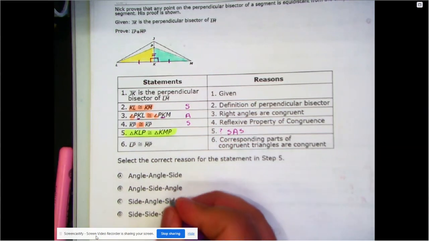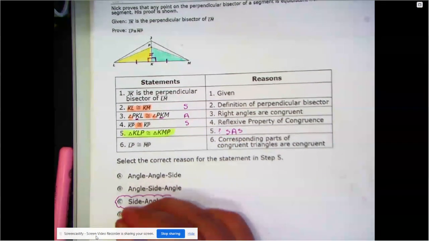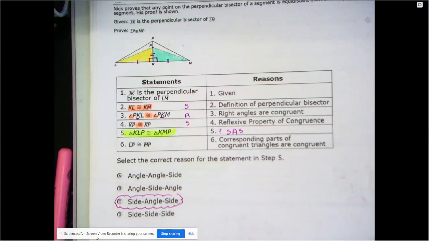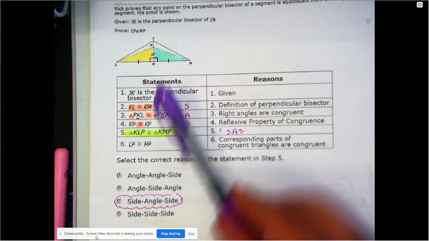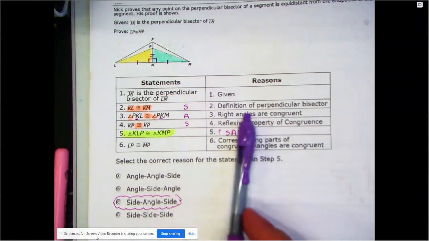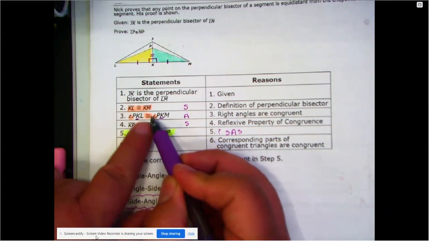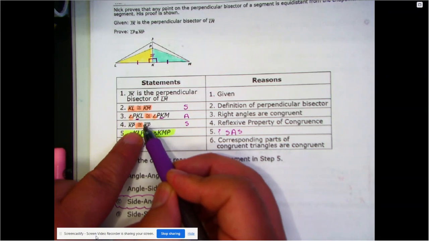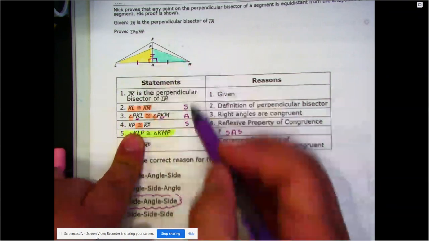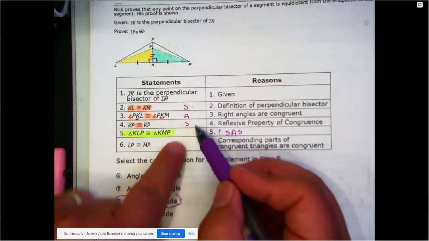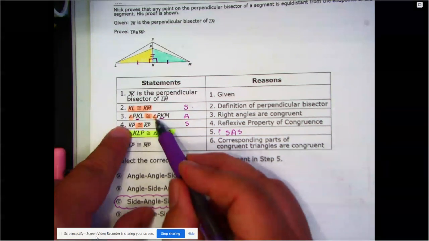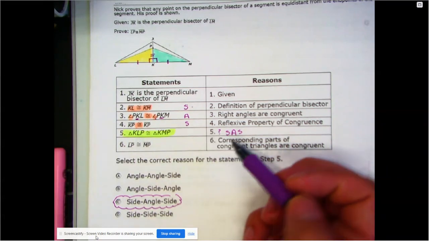SAS, side, angle, side, is one of our reasons for saying that triangles are congruent. I know for many of us, we struggle with trying to write the reasons, but they did that for us. All you have to do is look for these congruency statements. And once you find them, you mark them, tell me if it's a side or an angle, and obviously that tells you with the symbols there, which made this problem a lot easier to do.